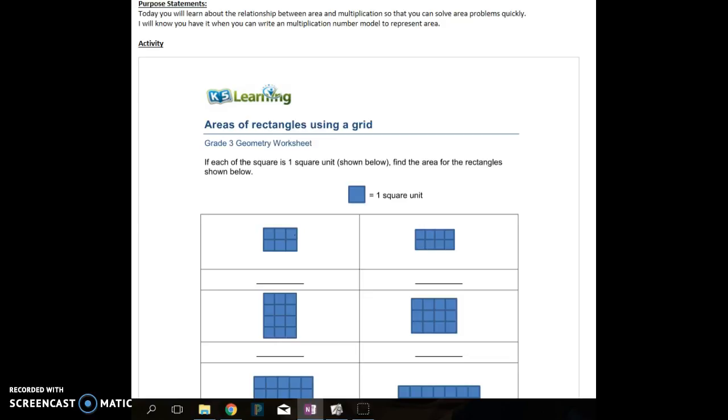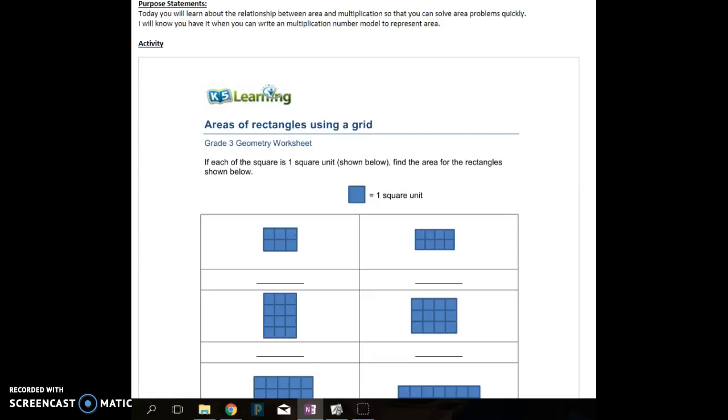So your purpose statement today is written at the top. Today we will learn about the relationship between area and multiplication so that you can solve area problems quickly. I will know you have it when you can write a multiplication number model to represent area. So what this is saying is that there is a problem.